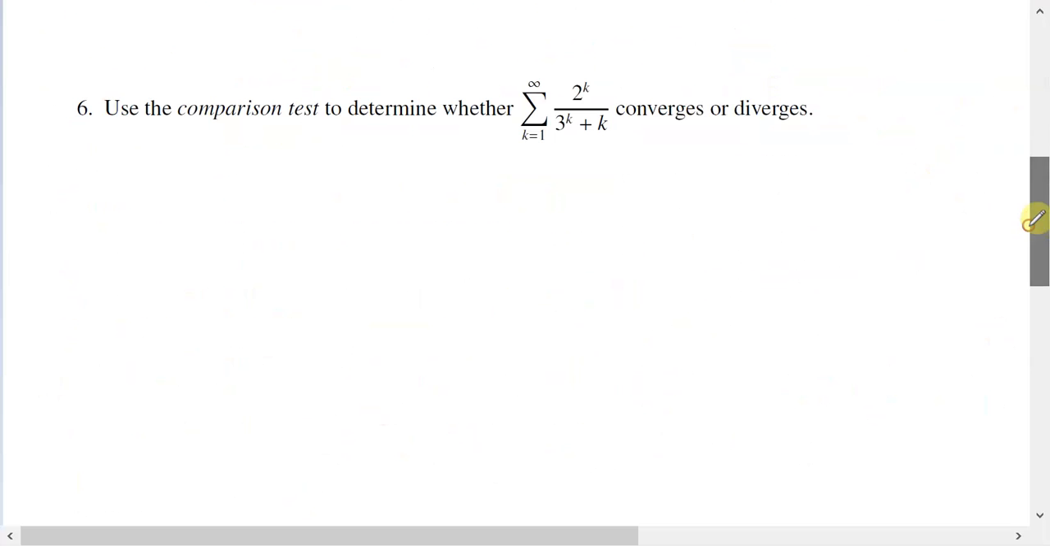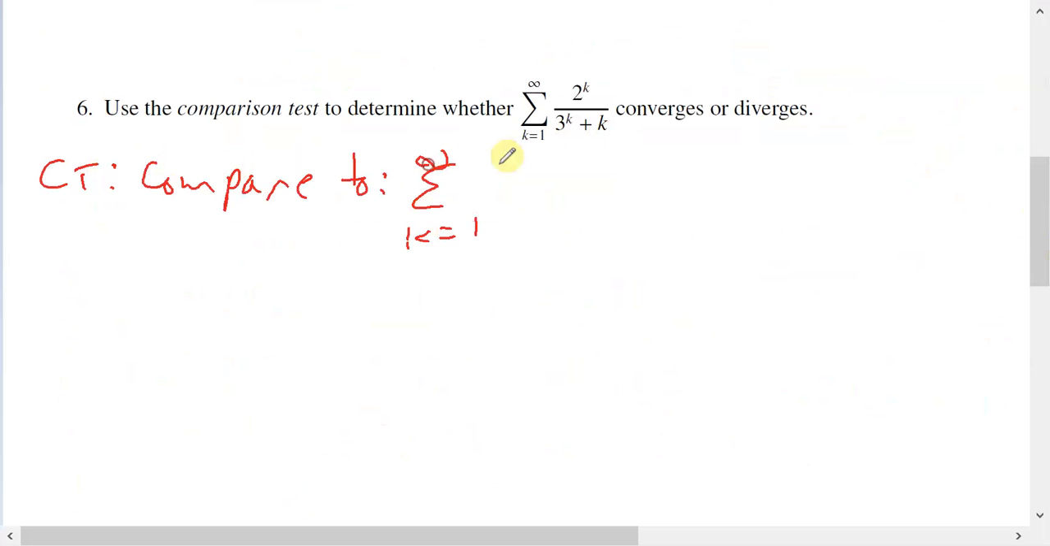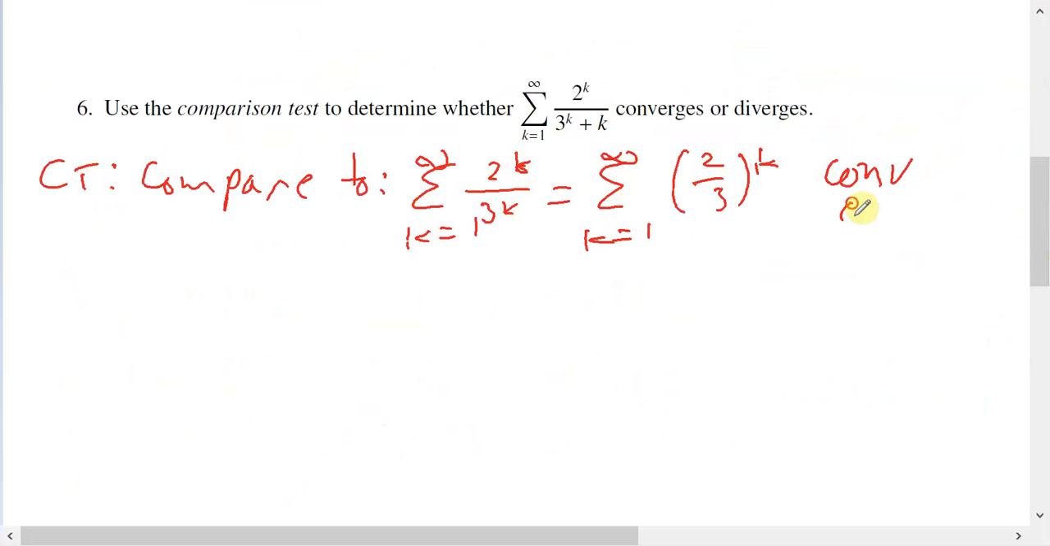Okay, number 6, we're asked to use the comparison test to determine whether this converges or diverges. Well, we know that when we're using the comparison test, we have to write down what we're comparing to. And I take the dominant terms of the top and the bottom. So that's 2 to the k over 3 to the k. And I have to know whether this converges or diverges. I can see this is in the form of a geometric series, k equals 1 to infinity, of 2/3 to the k, which is a convergent geometric series, because the r here is less than 1.